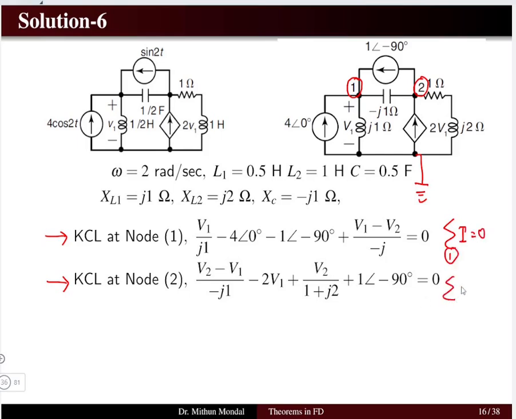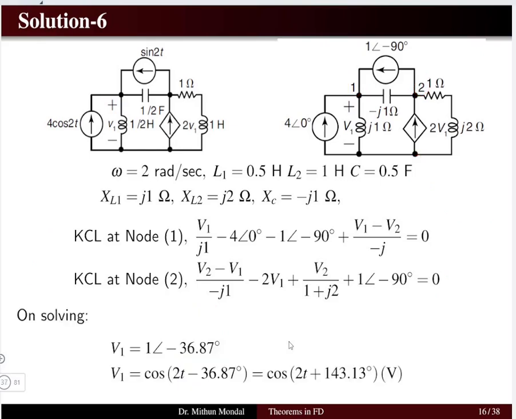Similarly here, all the current meeting at node 2 is equal to 0. So we see that the variables we have are V1 and V2, the node voltages. These voltages V1 and V2 we have to find with these two equations. So we have two equations in two variables. Once we have solved it, we need to find the potential V1.